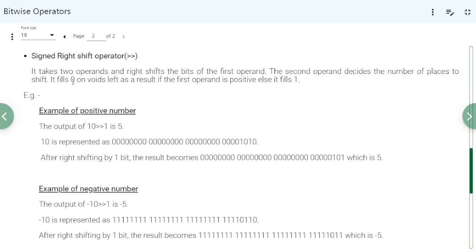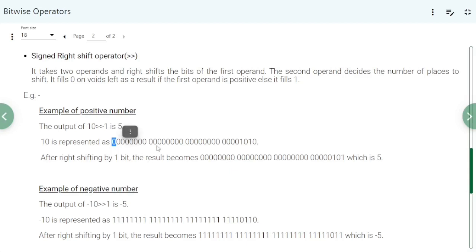It will fill the voids left as a result, and if the first operand is positive, it will fill 0, and else it will fill 1. So it will fill either 0 if the operand is positive, and else it will fill 1. Why 0 for positive and 1 otherwise? This is because of this signed right shift operator. The right shift operator considers the sign, and this most significant bit is used in that.